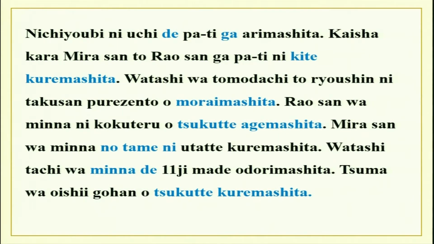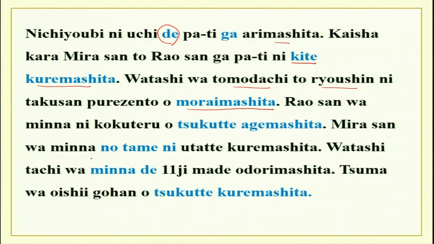So, you just heard the kaiwa. I will explain the things that you have not understood in the kaiwa right now. So, 日曜日にうちでパーティーがありました。There was a party at my house. 会社からミラさんとラオさんがパーティーに来てくれました。They came to my house. 私は友達と両親にたくさんプレゼントをもらいました。I received a lot of presents from my friends and my parents. ラオさんはみんなにコクテールを作ってあげました。He made cocktails and gave to everyone.